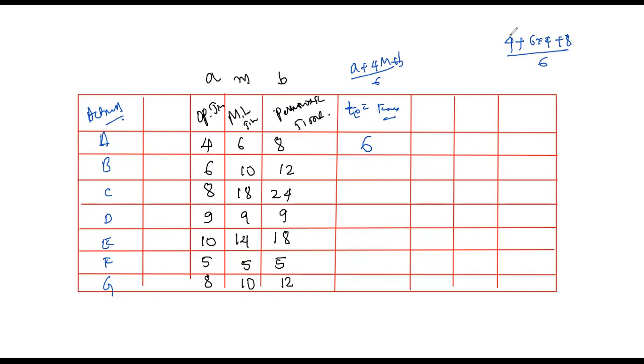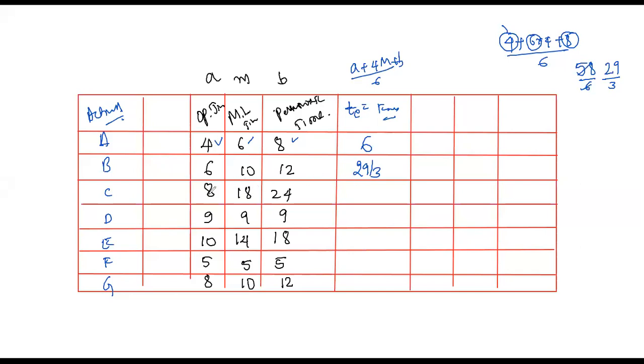This represents activity A. Like this, we need to substitute all the values. Next is 6 plus 4 into 10, that is 40. 40 plus 6 is 46, plus 12, that is 58. 58 divided by 6. If you simplify, you will get 29 by 3. So put it as it is, 29 by 3. Okay. Similarly, you go with the values.